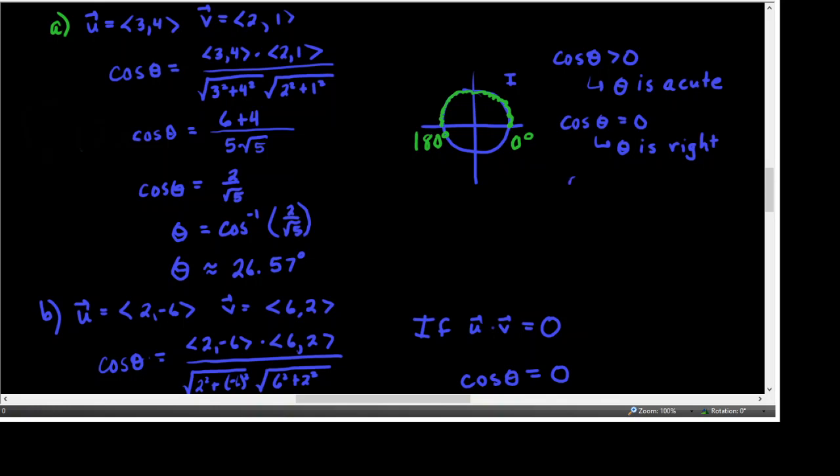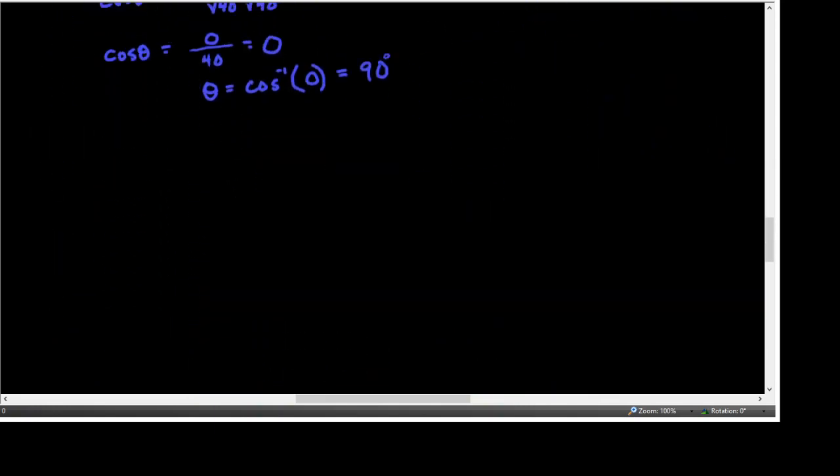And if cosine of theta is less than 0, that means the x value is negative. That means you're in the second quadrant, and that implies that theta is obtuse. So that's kind of good to know and kind of put together as a couple of facts that we can use to our advantage. Okay, next problem.